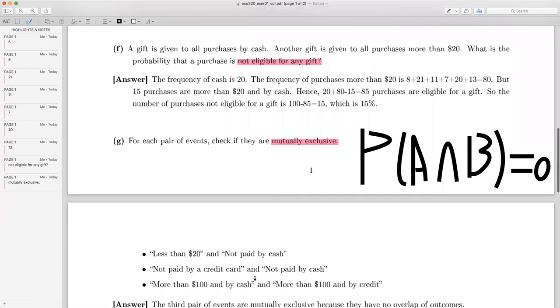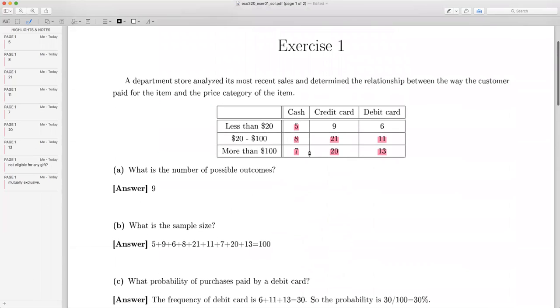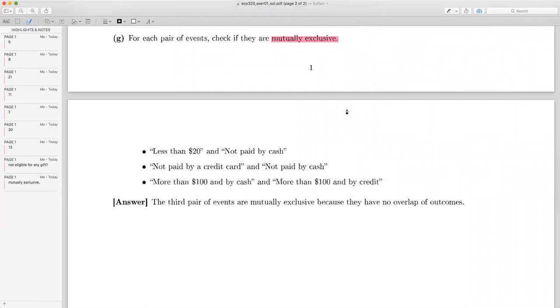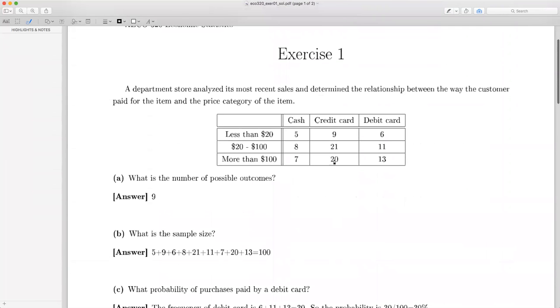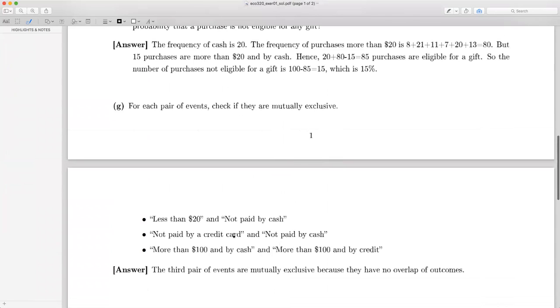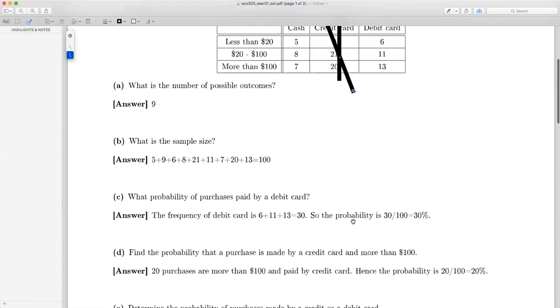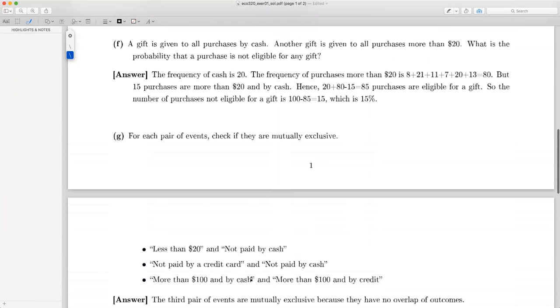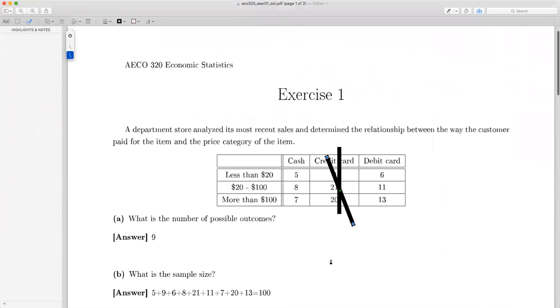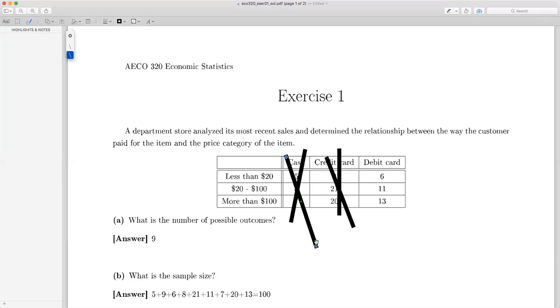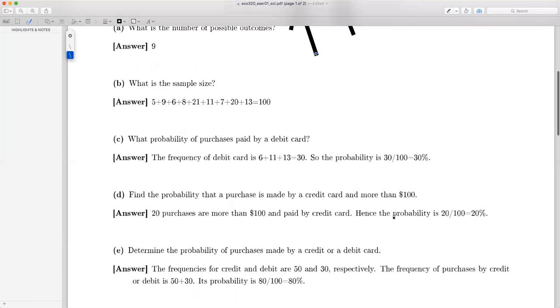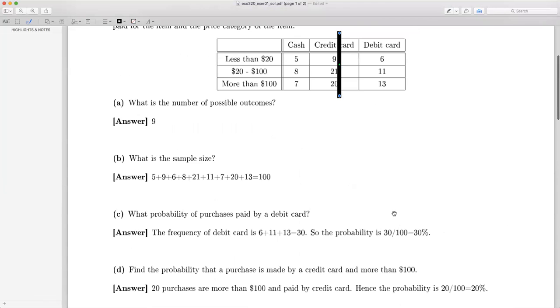Next, not paid by a credit card and not paid by cash. Let me exclude everything so that you can see here. Not paid by a credit card, so I'm excluding that, and at the same time not paid by cash. If you are not paying using cash or credit card, then the only answer you are left with is debit card. So there exists some probability. So that was not the answer clearly.